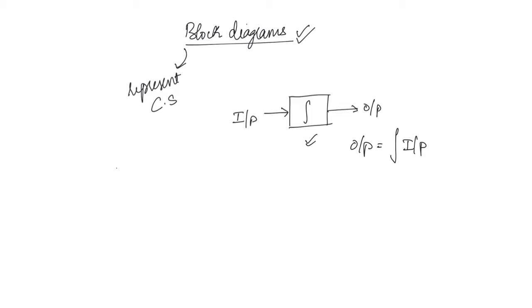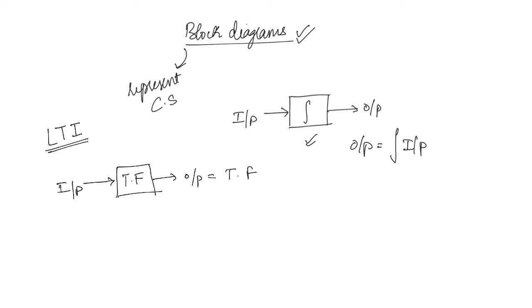So what is the first feature? Firstly, we have blocks, right? Now for the LTI systems that we are going to discuss, linear time invariant systems, these blocks represent the transfer function. So for example, if you are giving the input, then the corresponding output you can obtain by multiplying the transfer function into the input, right? So for the LTI systems, the block diagram will represent the transfer function and the arrows represent the signals. So this was blocks and arrows.